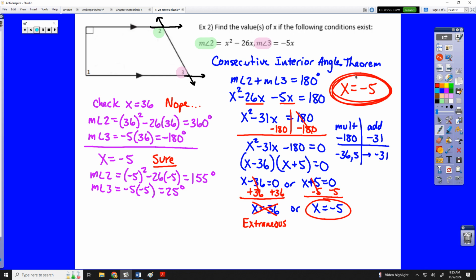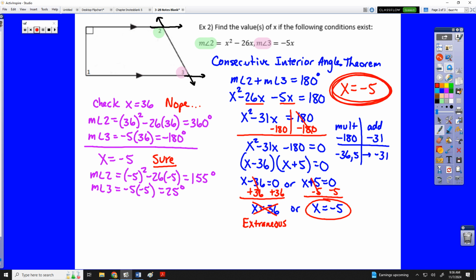Now, the reason this example is in here is because we cannot assume that just because an x value is negative, it will not work in one of these problems. You have to check your answers. It is possible that x could be negative. It's possible that x could be 0. It's possible that x could be some huge number. You just don't know until you check. You have to check your answers for x to make sure they create angles between 0 and 180.